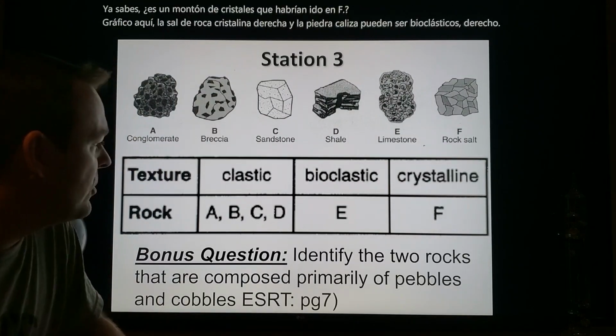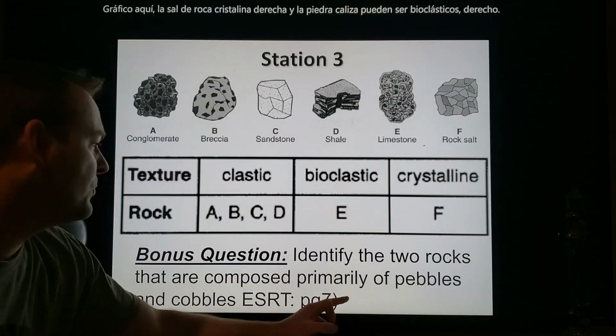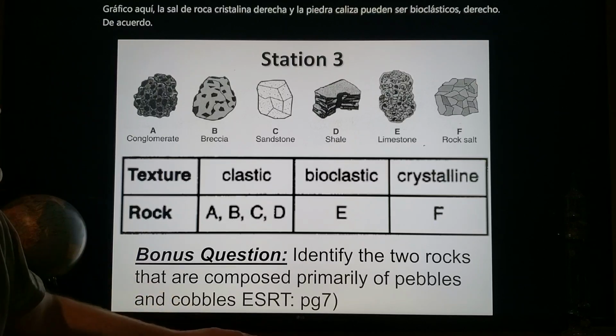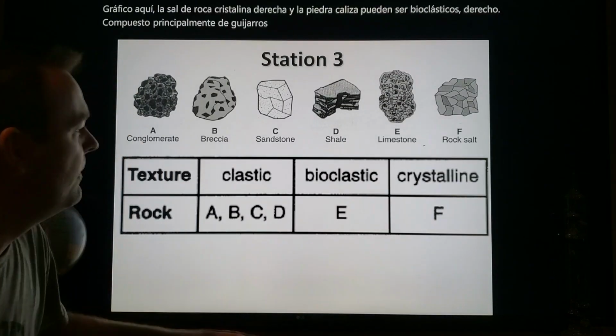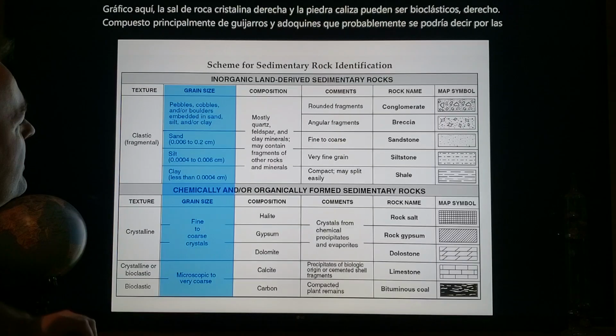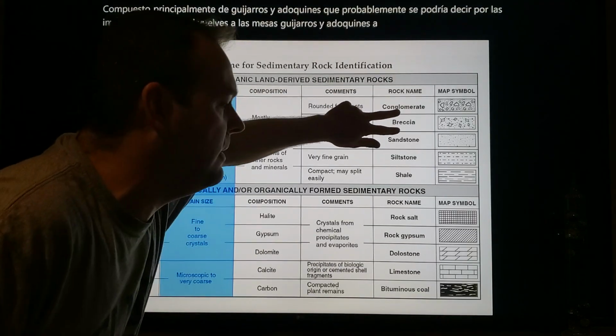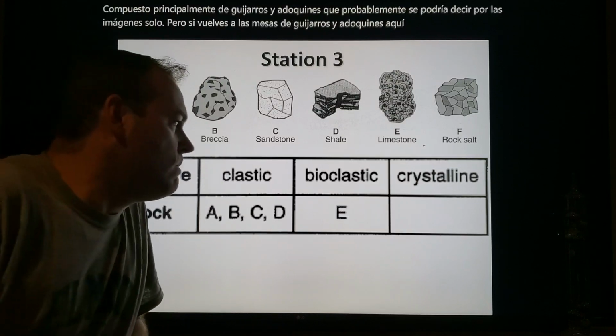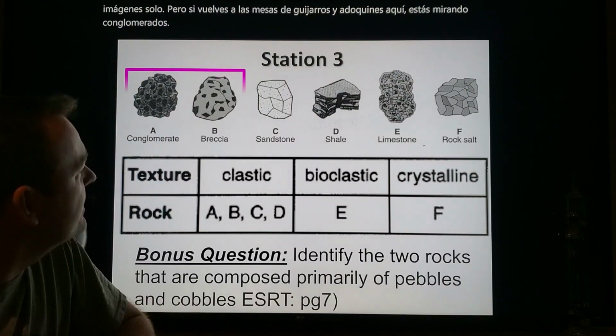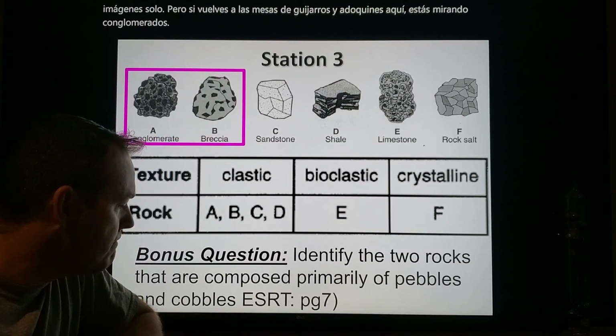Okay. Bonus question, identify the two rocks that are composed primarily of pebbles and cobbles. You can probably tell by the pictures alone, but if you go back to the tables, pebbles and cobbles right here, you're looking at conglomerate and breccia. Okay, and that's highlighted right there.